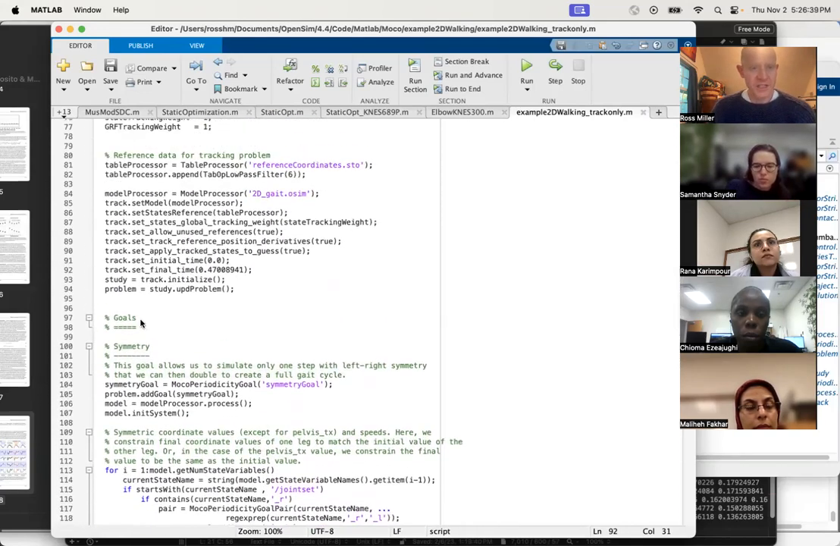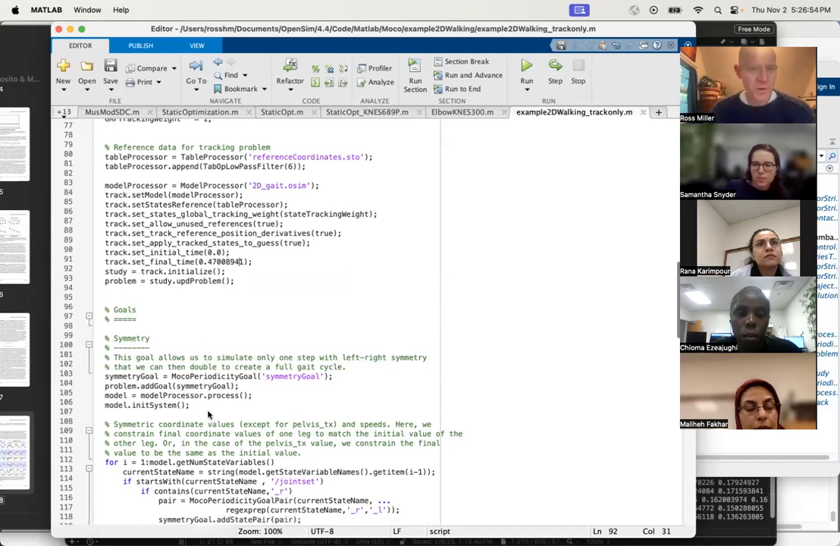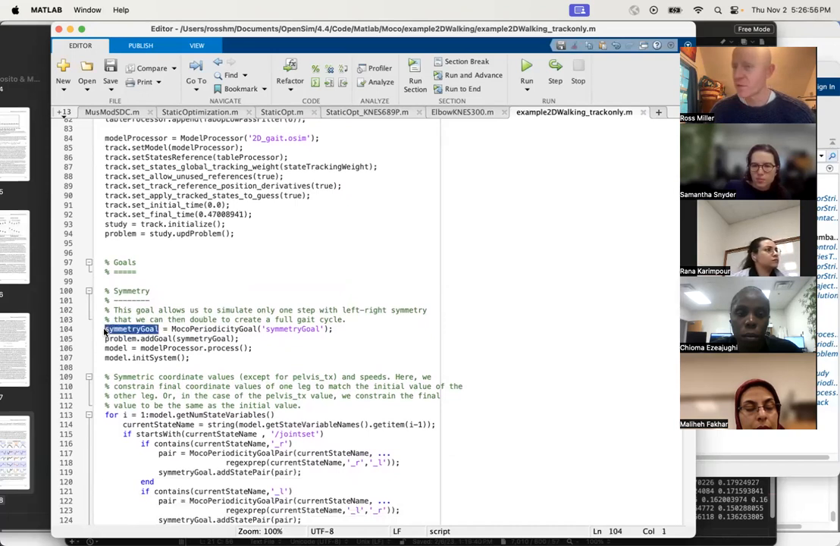Okay, Moco has a number of goals that you can get it to pay attention to when it's doing its optimizations, when it's finding the values of the muscle controls that minimize that cost function that you specify. This one here is what it calls a symmetry goal. This is a goal that says, I want you to perform a periodic motion. I want you to move in a way that you end up in the same pose that you started at, right?